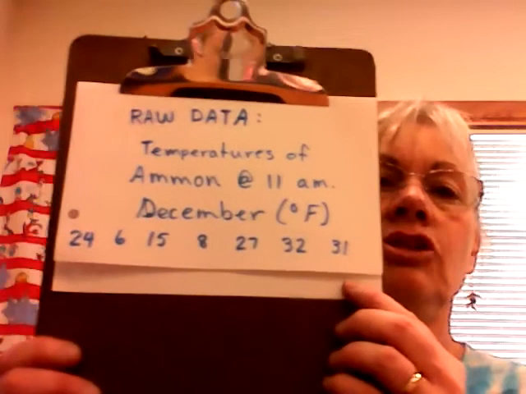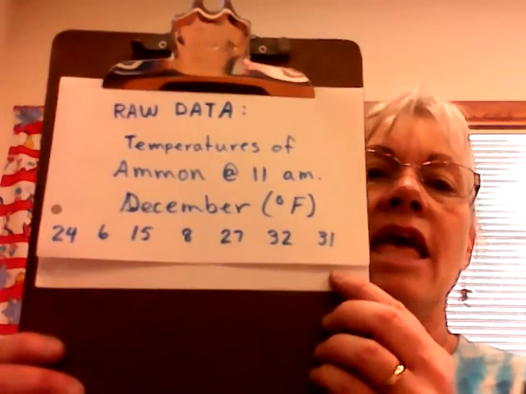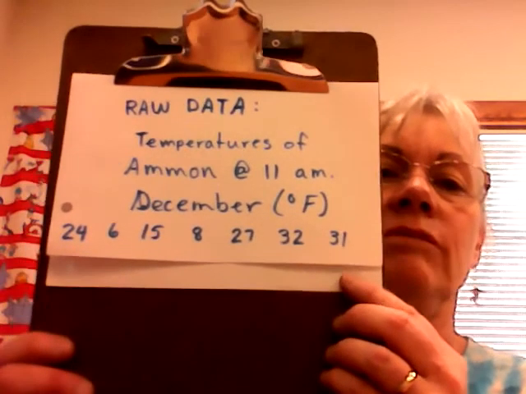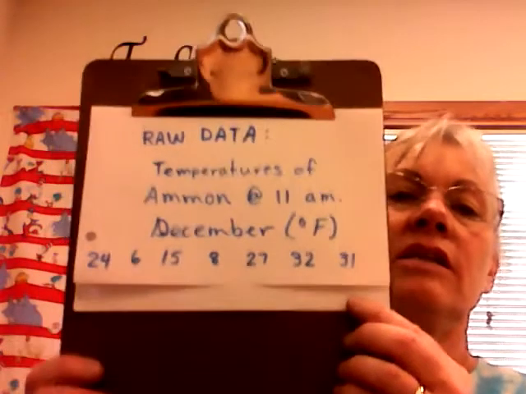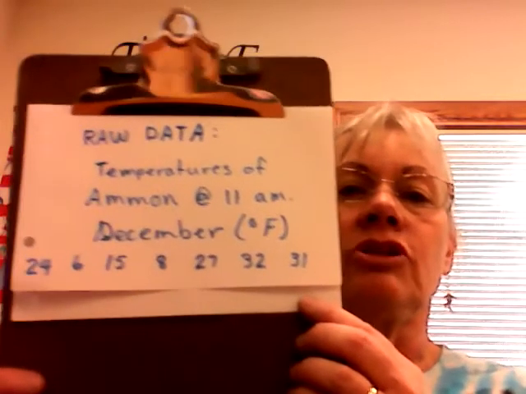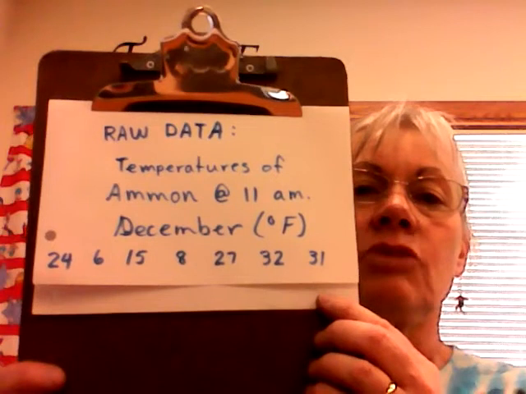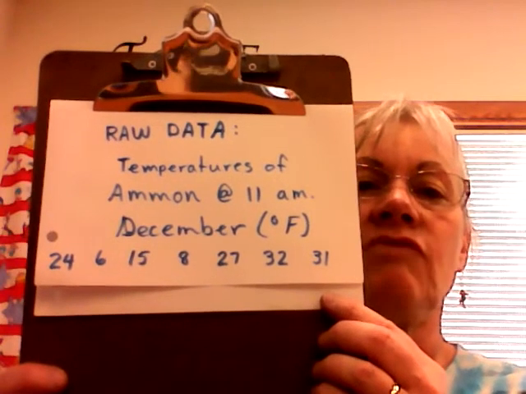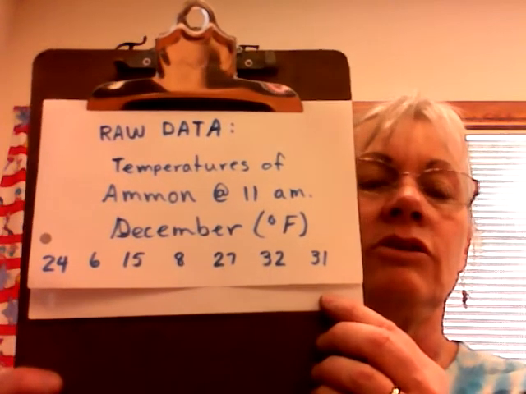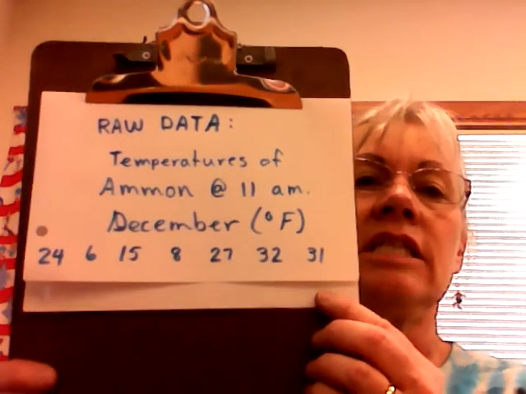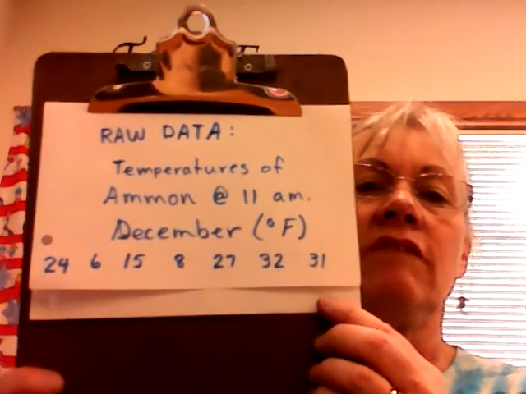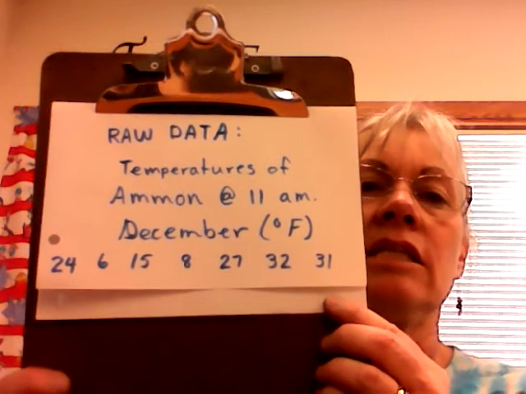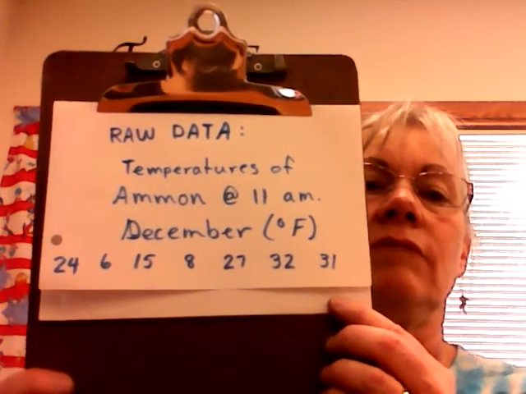Today we're going to be working with raw data that's created for me just for this exercise. So it's not actually real, but I'd like you to see that we're using the temperatures of the morning in Ammon, Idaho at 11 a.m. from December. These are some of the numbers that might have been the temperature in Ammon. We've got 24, 6, 15, 8, 27, 32, 31.